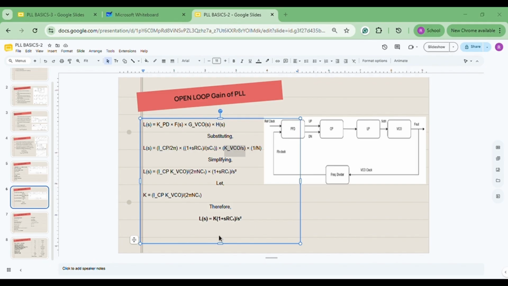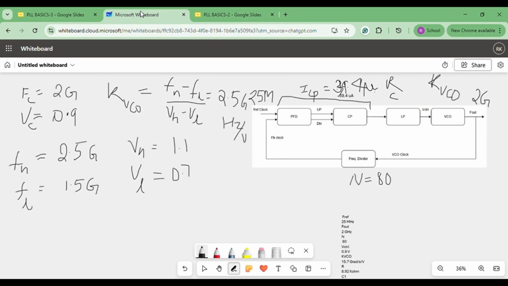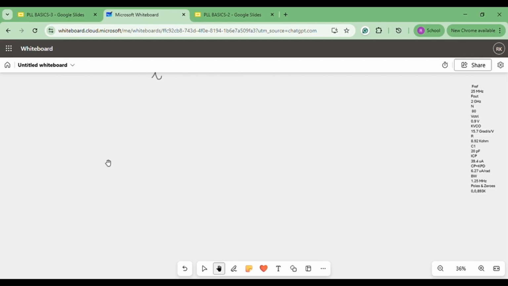This plot we will discuss in detail here. So basically, what is this open loop function? This is a two-pole system. So how will the phase response or magnitude response of any two-pole system look?